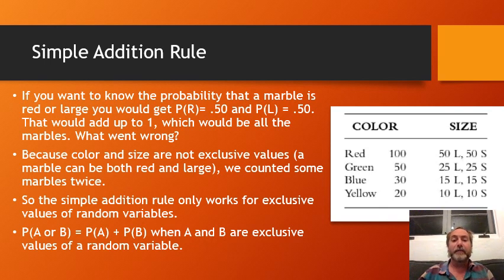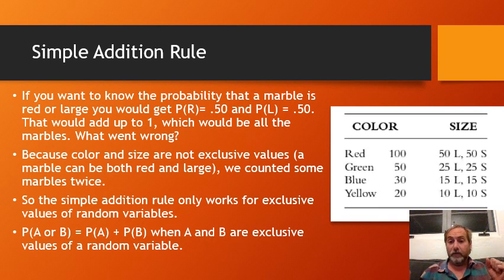Well, the problem there is that color and size are not exclusive values. A marble can be both red and large. So what we did there by just adding up those probabilities is we counted some of the marbles twice. So the simple version of the addition rule that we saw in the previous slide only works for exclusive values of random variables.